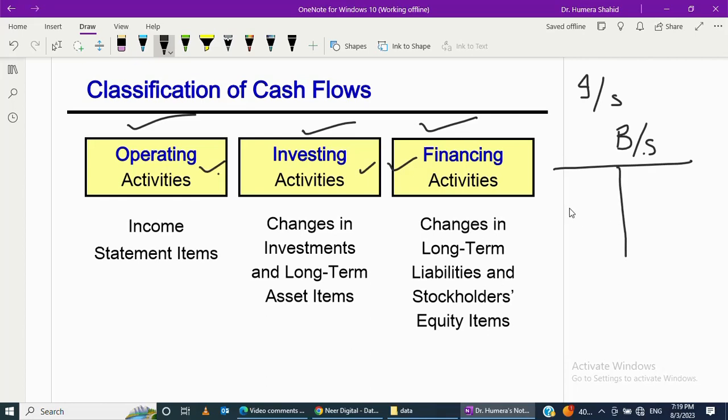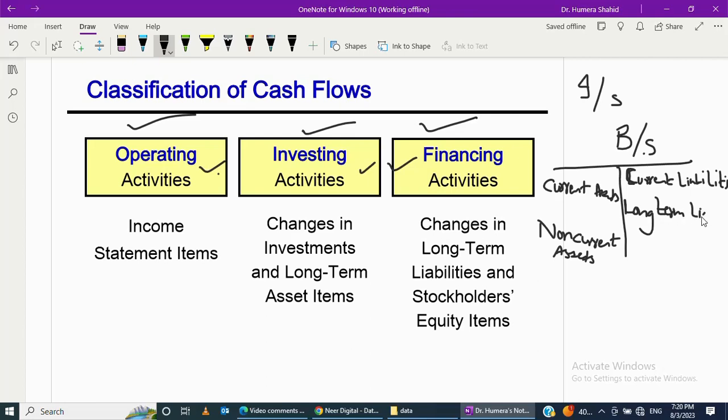Now the balance sheet has current assets, and it also has long-term or non-current assets. On the other side, it has current liabilities, or it has long-term liabilities, and it has equity. Right, this is how the sections of your balance sheet look like.